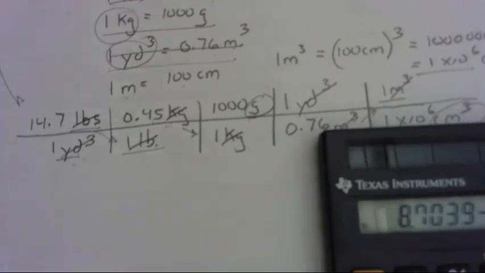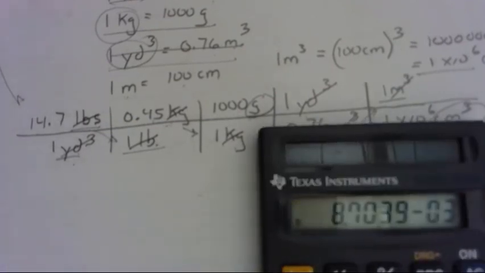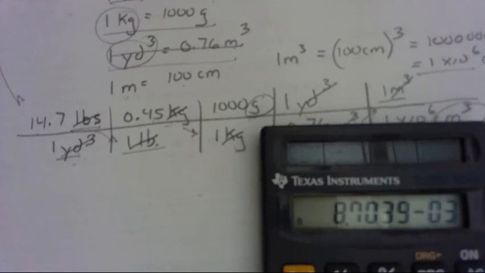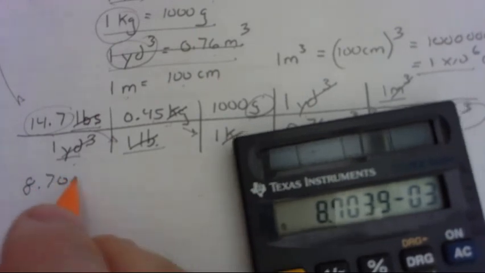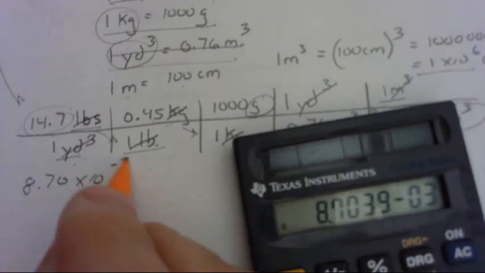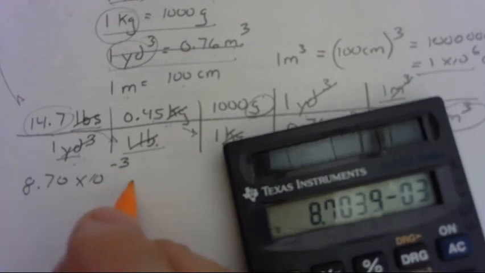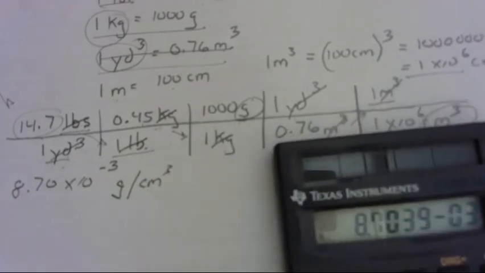And on my calculator, if you can see, I have 8.7039 times 10 to the negative 3. Well, since I have 3 significant figures here, I want to have just the first 3 digits here. That 3 does not change that 0 into a 1 because it's not high enough. So my answer is 8.70 times 10 to the negative 3 grams per cubic centimeter. And there's my answer.